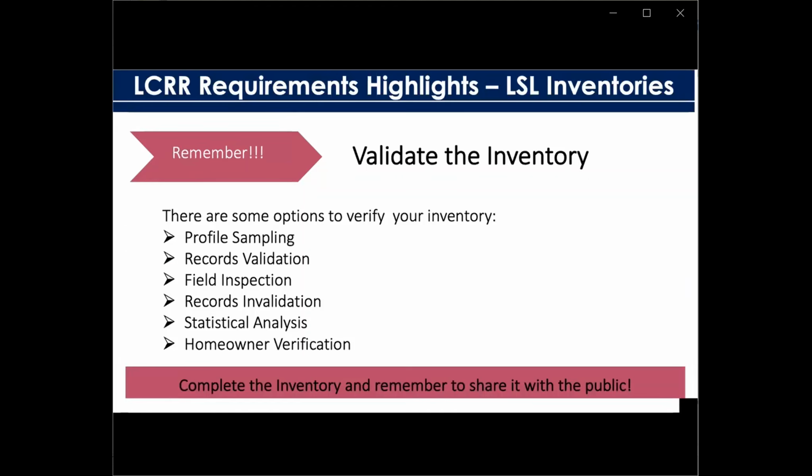Remember, part of developing the lead service line inventory is validating the service line material. This is essential to develop a reliable and accurate inventory. There are different methods that public water systems can use for verification. For example, profile sampling in situations when sampling is needed to determine if the service line is lead, and record validation when systems have access to records such as tie cards or inspection and maintenance records. Field inspection. Statistical analysis can be helpful to determine areas or households that are most likely to have lead service lines, and lastly but not less important, homeowner verification. Please note that MassDEP will not require excavation work to determine unknown service line materials by the compliance date unless directed by EPA to do so in the future.